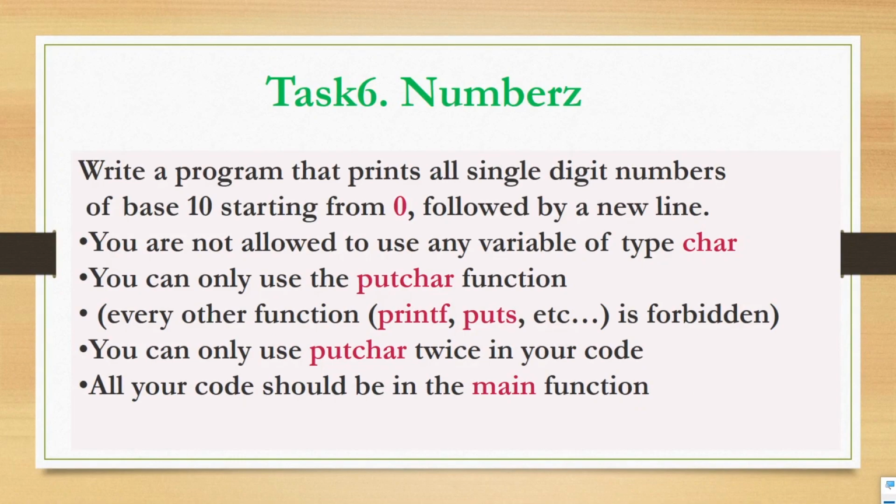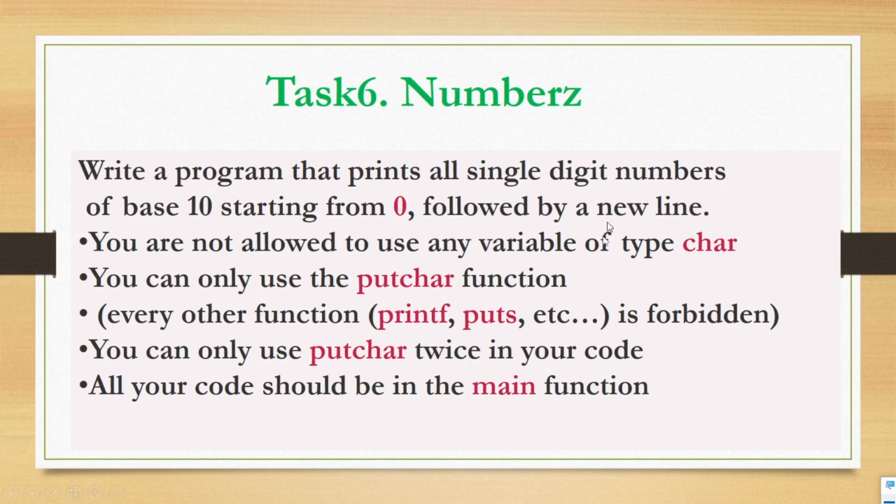So we have a question here to write a program that prints all single digit numbers of base 10 starting from 0, followed by a new line. You are not allowed to use char. You can only use the putchar function, and you can only use putchar twice in your code.